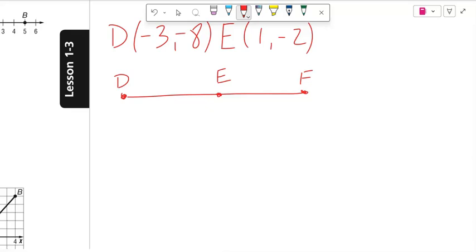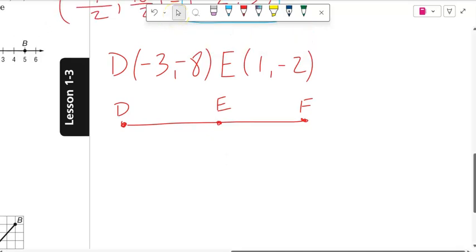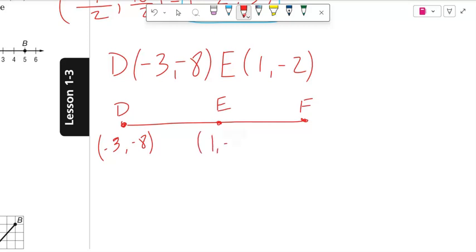So what are we given here? We're given point D and point E. Okay, so go ahead and label those. D is -3, -8, and E is 1, comma, -2. And then point F is our missing endpoint that we're trying to solve for. So I'm just going to label point F, right, as those missing values, X and Y.